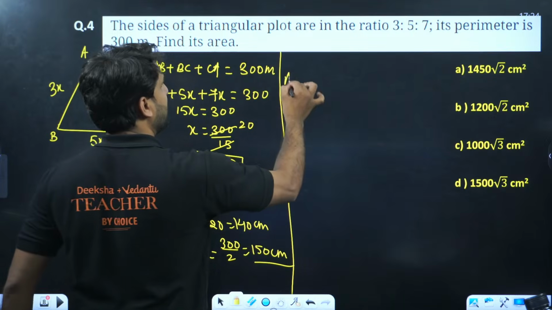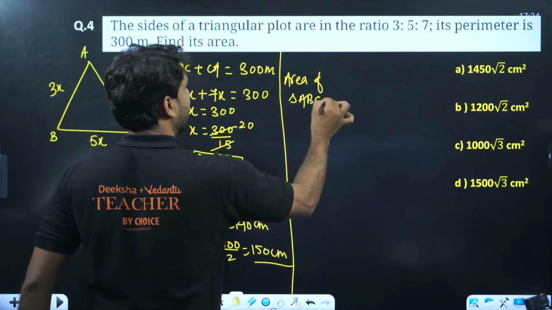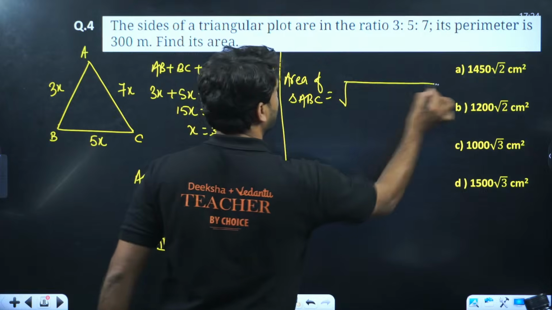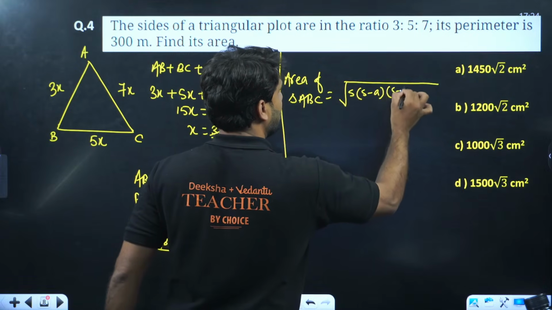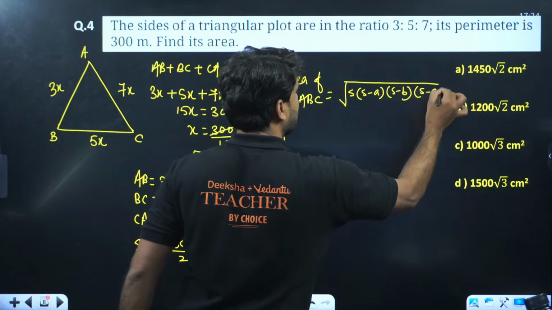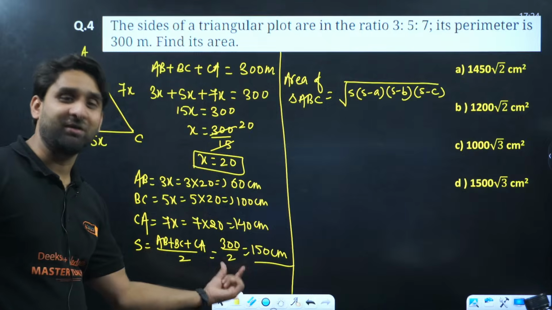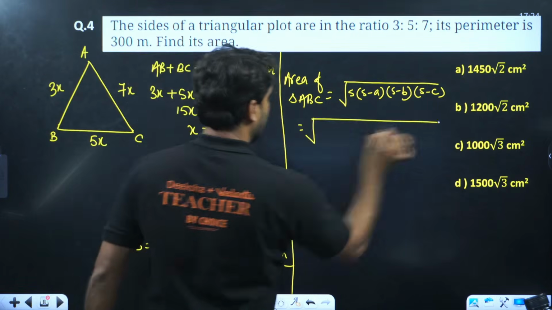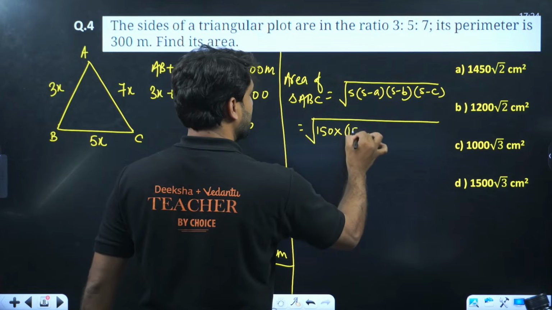Okay, area of triangle ABC. As the triangle is scalene, the formula will look like under root S into S minus A, S minus B, and S minus C. This is the formula, guys. What is S? S is the semi-perimeter, which is 150. So under root 150 into S minus A.